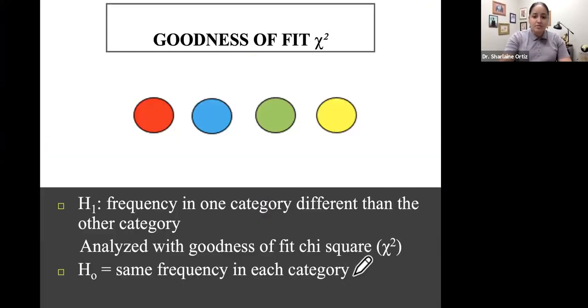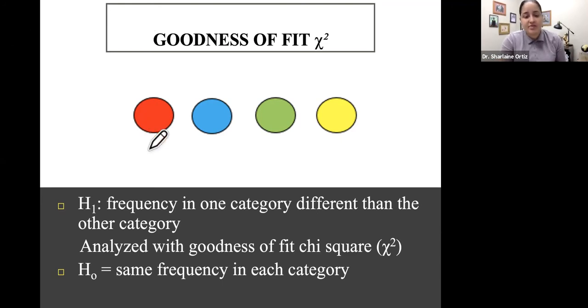Now, in order to provide that type of information, let's talk about the goodness of fit. In regards to the goodness of fit, what we're going to look into is whether these values differ. They are different from each category.